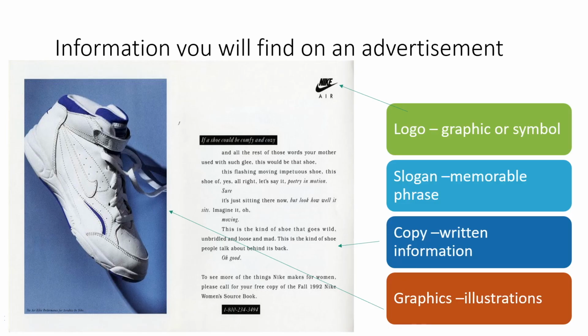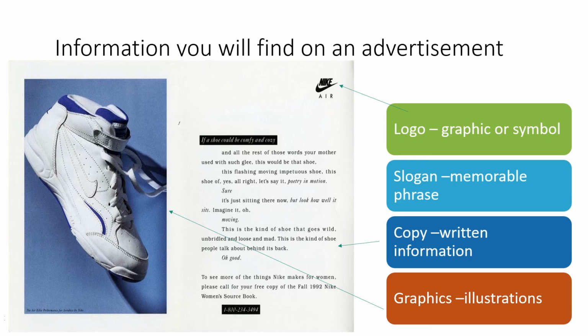So, information that you often find on an advertisement. On an advertisement, you often find the logo. This is the graphic or symbol of a brand, and you can often refer to it as the signature of the brand. And you can often find the slogan, which is a short, memorable phrase that is associated with a brand. For example, we have with McDonald's, "I'm loving it," and Nike, "Just do it." Those are a few examples of slogans.